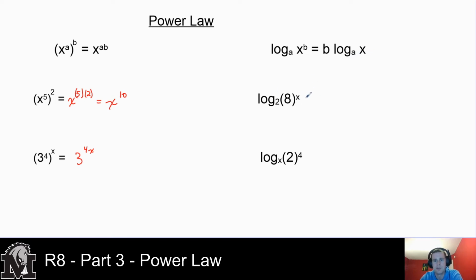So just to solidify this in your minds, let's run through a couple of examples. Our exponent is going to get written out in front. So this turns into x log base 2 of 8. Then we have the same thing here. Feel free to try this one before I get to it. Our exponent is going to get written out in front. So we get 4 times log base x of 2.